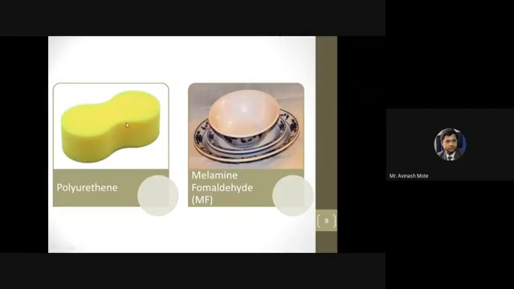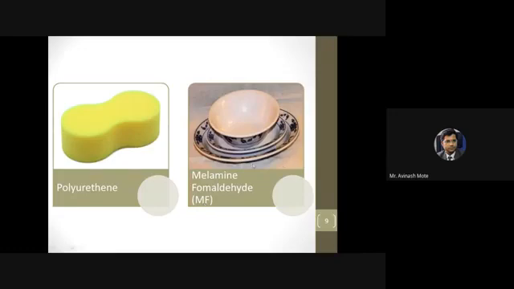Cleaning is a secondary application, but the basic application is a cushion. So that is made from polyurethane plastic. And the next one is melamine formaldehyde. It is a separate category of plastic.